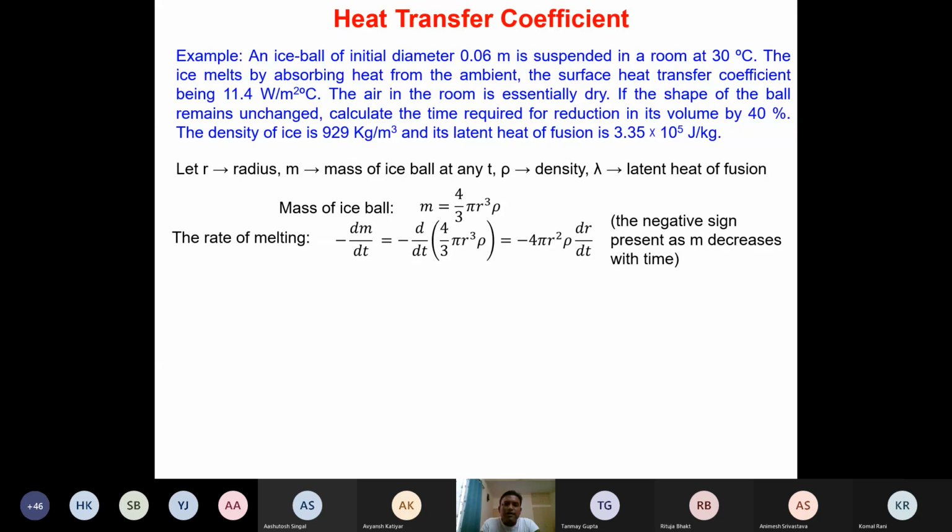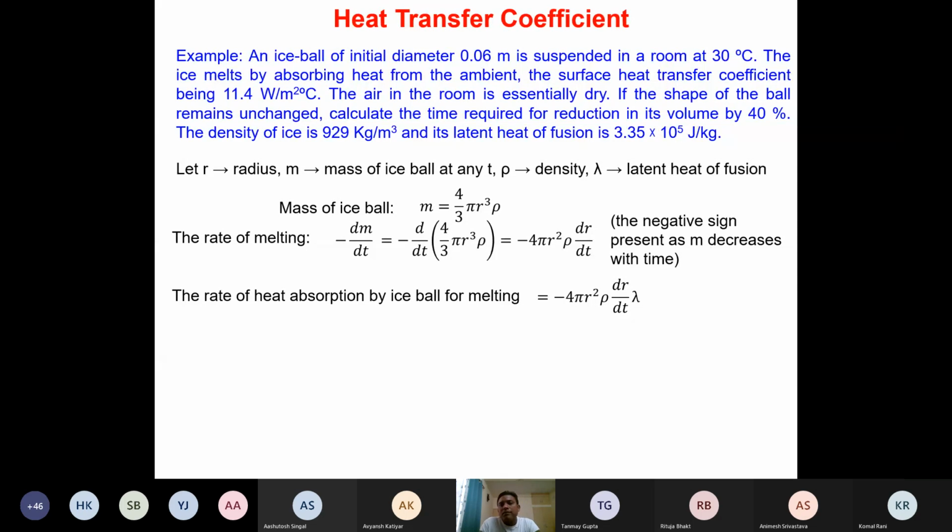So the rate of melting can be obtained as minus dM by dt, and that can be given as minus d by dt into the mass of the ice ball. So by rearranging everything, what we get is minus 4 pi r square rho dr by dt, and this rate of melting can be converted to the amount of heat absorbed by the ice ball just by multiplying it by latent heat of fusion. So the rate of heat absorption by the ice ball for melting can be obtained as minus 4 pi r square rho dr by dt into lambda.